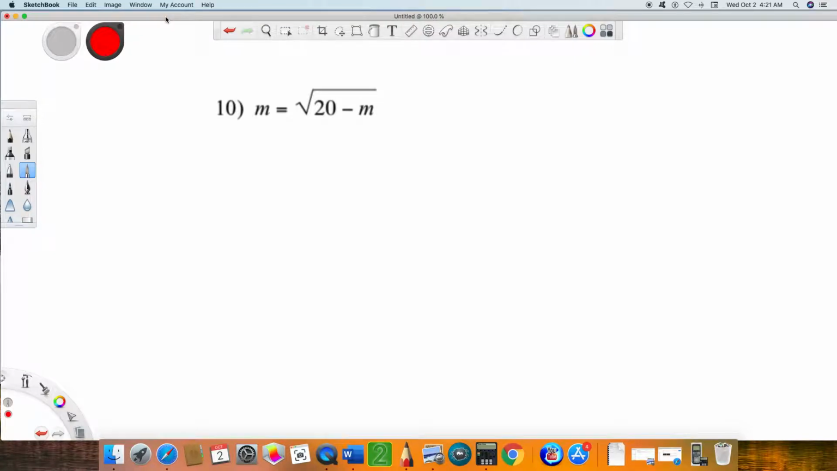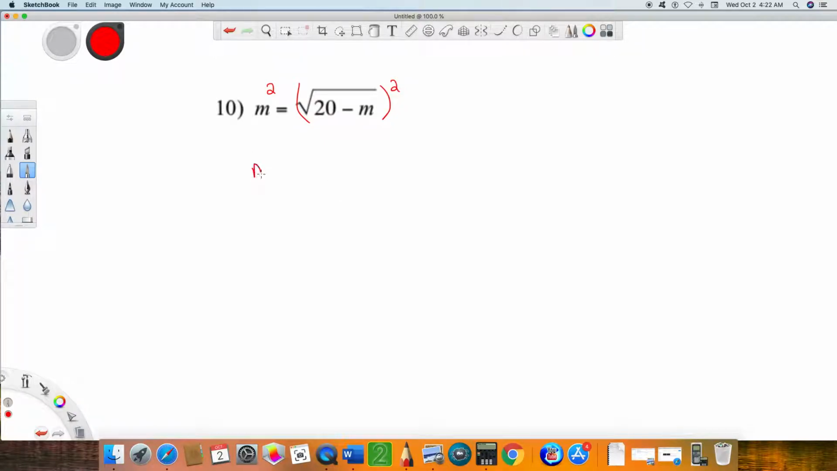Let's take a look here at problem number 10. We want to solve this equation. This equation is a radical equation because I see a square root there. I know to get rid of square roots I can square a square root, and to balance the equation, I would have to square both sides. So if I square the right-hand side, that gets rid of that radical, and to balance the equation, I have to square the left-hand side.